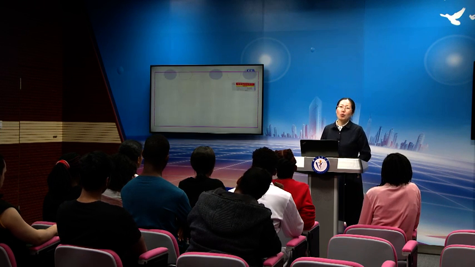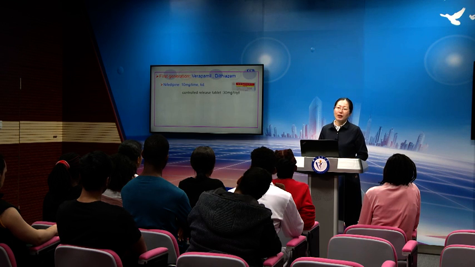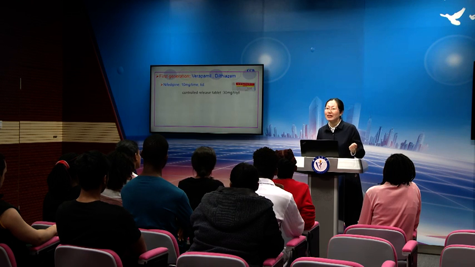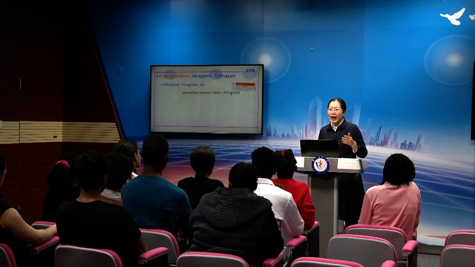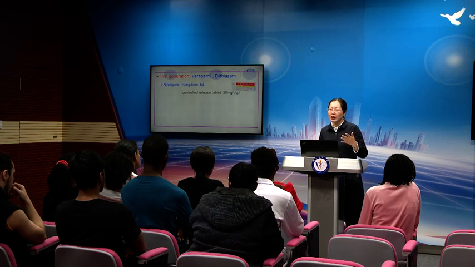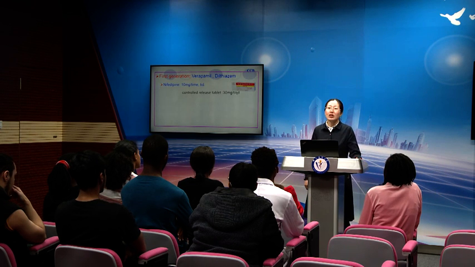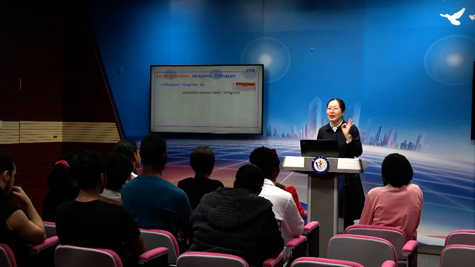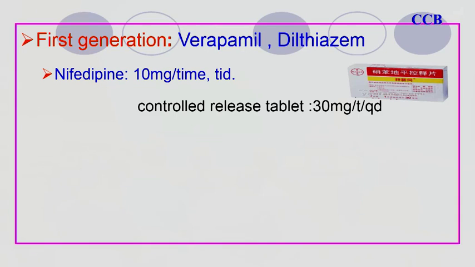In clinic, we also divide calcium channel blockers into three kinds. The first, the oldest, is the first generation CCB: verapamil, nifedipine. These drugs have short half-lives. What's the meaning? That means our patients, for example hypertension patients, who use nifedipine should take the drug three times each day, TID oral administration. And nowadays we also have controlled release tablets.